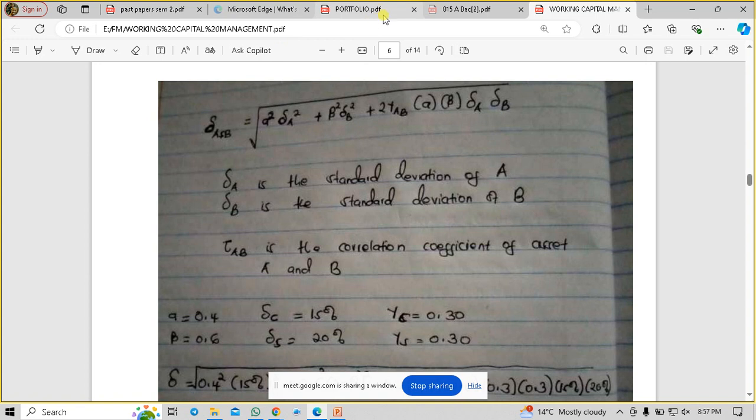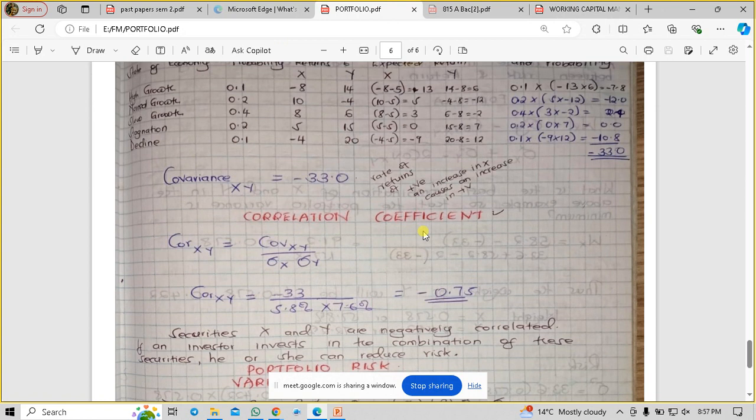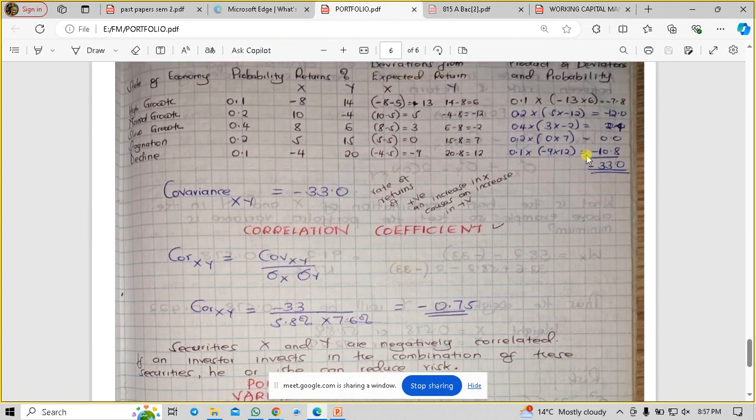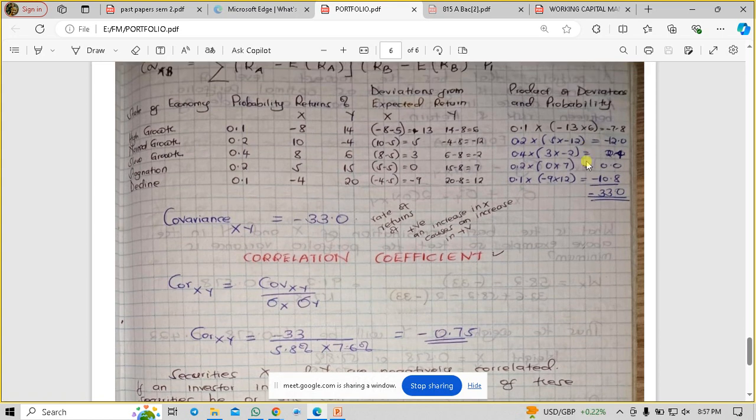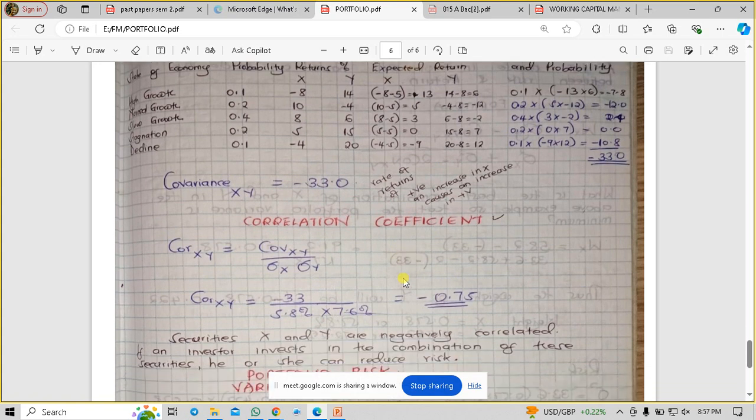So for the correlation coefficient, the formula is here: covariance of x and y over standard deviation of x times standard deviation of y. So you're going to calculate the covariance using this formula. I have shared the notes. Then calculate the correlation coefficient, and then portfolio risk. I think if you do that, you will have finished this topic. Because if you're told to assess the risk, we have said that you're going to assess the risk using coefficient of variation.